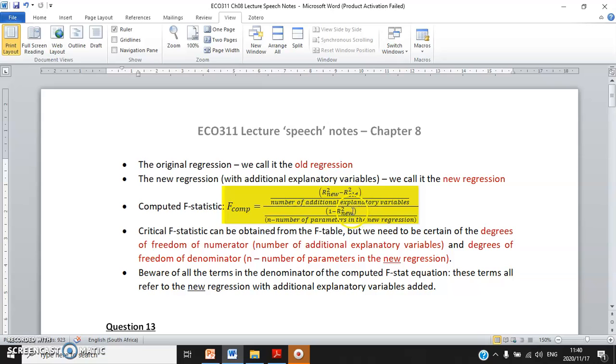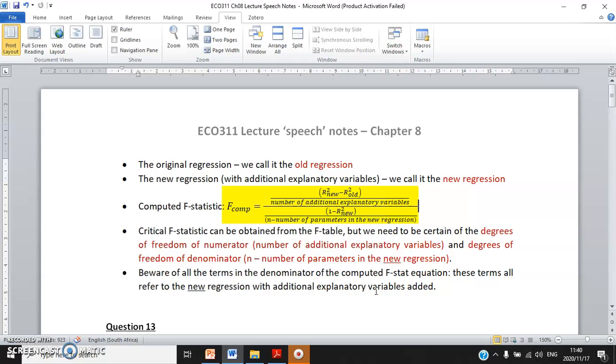Denominator: 1 minus the R squared. Keep in mind, the R squared comes from the new regression, so make sure you substitute the right R squared. Divided by n minus the number of parameters, coming from which regression? Again, from the new regression, which contains the additional explanatory variables.